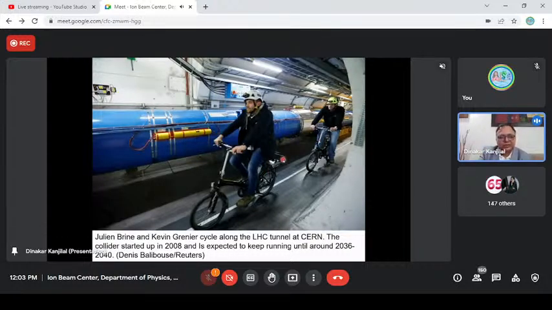Almost every 3-4 years, the Nobel Prize goes to accelerator-related work. And this is inside the accelerator tunnel, 18 meters down. You can see people cycling around to check whether everything is fine or not before starting.